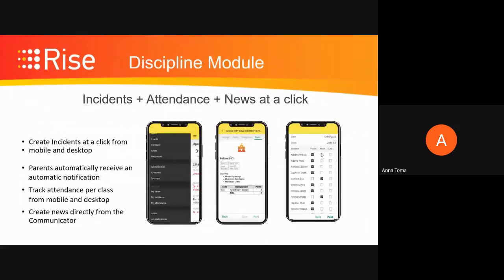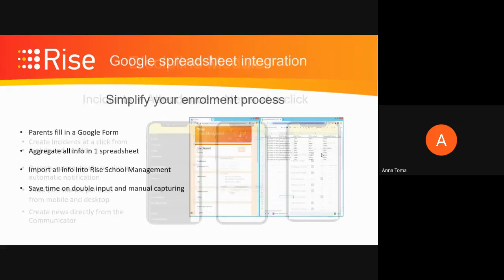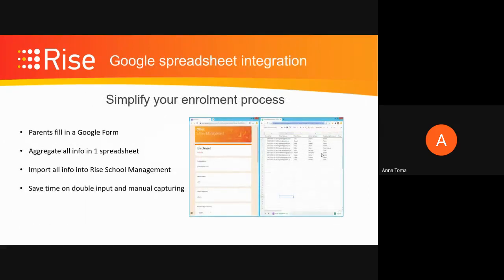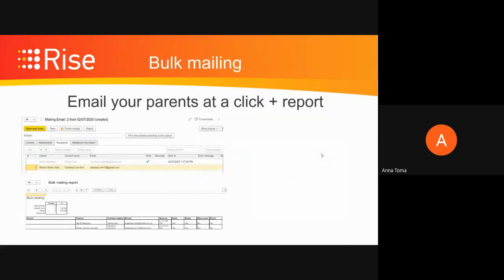And yeah, we've looked at incidents. There's also attendance. You can see on the right, you can keep track of your attendance. So absenteeism is also part of the system. You can also do your enrollments, so you can collect information from parents via Google Forms. And you can email your parents at a click. So we've seen that. Hanli was showing that.